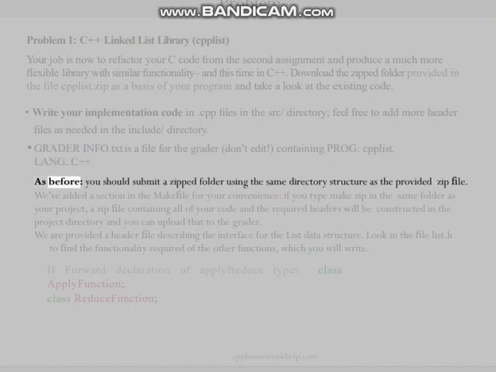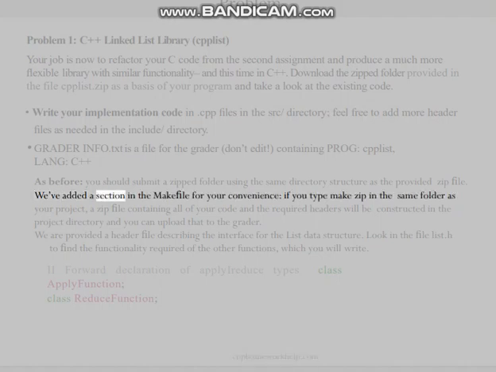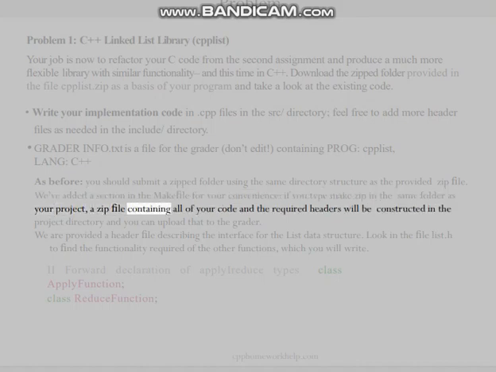As before, you should submit a zipped folder using the same directory structure as the provided zip file. We've added a section in the makefile for your convenience. If you type make zip in the same folder as your project, a zip file containing all of your code and the required headers will be constructed in the project directory, and you can upload that to the grader.